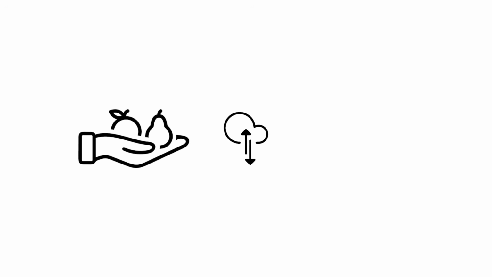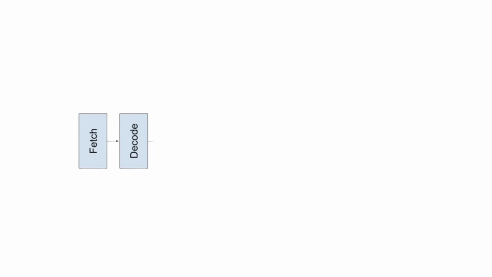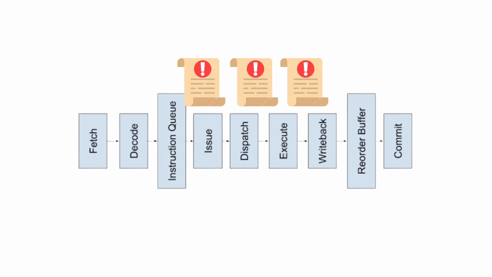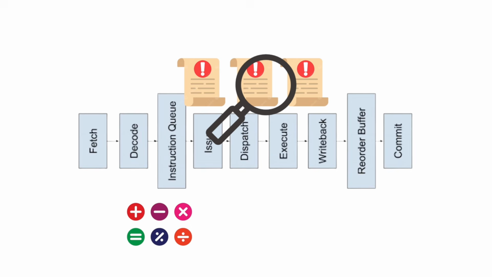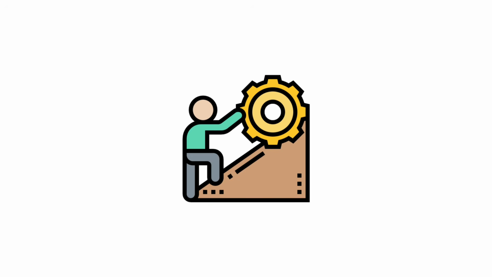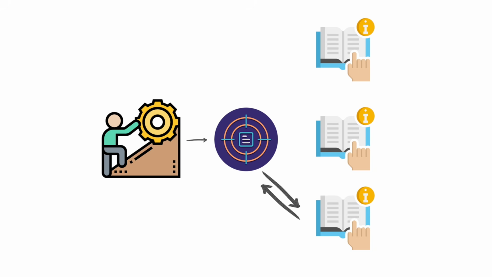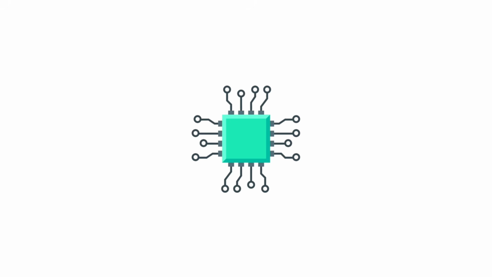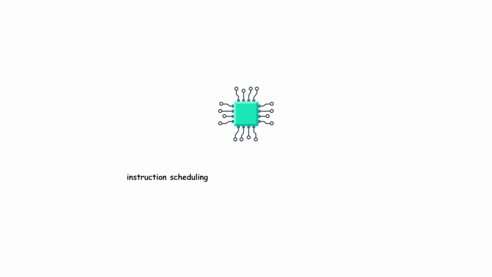Instead of fetching and running one instruction at a time, a superscalar CPU can fetch several instructions, analyze them, and send them to different units that handle arithmetic, memory access, or logic operations simultaneously. The key challenge is determining which instructions can safely run in parallel. This requires complex hardware mechanisms for instruction scheduling, dependency checking, and hazard detection.